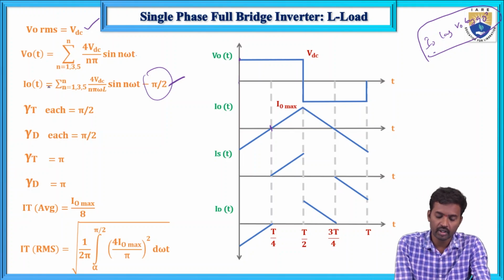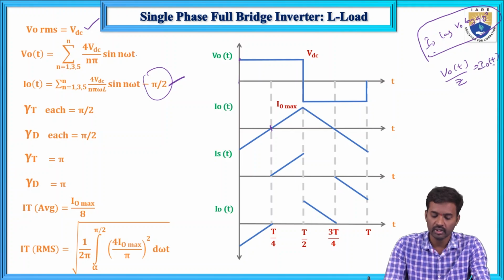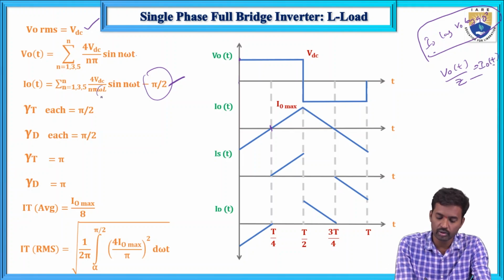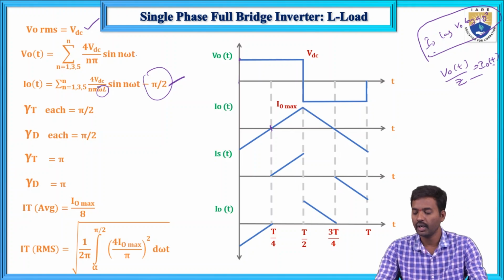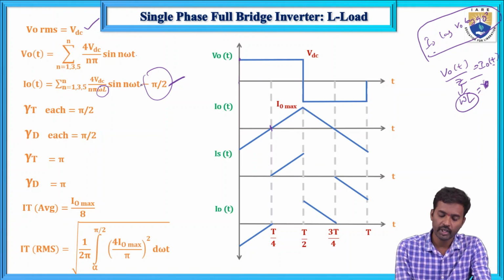Now here I0 of t equals VDC, and next V0 of t by Z equals I0 of t. This is the case. Here Z equals omega L. So Z equals R value is 0, meaning that it is omega L, which equals 2 pi f L. So that is XL. Now here omega equals 2 pi f.